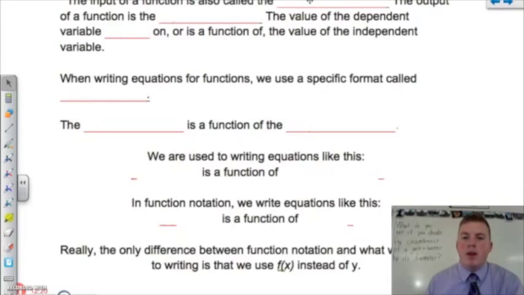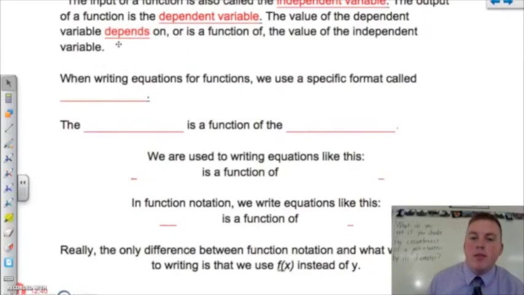Alright, so the input of a function is also called the independent variable. We're going to find out that we have a lot of different terminologies that all mean the same thing. The output of the function is also the dependent variable. Now, the value of the dependent variable depends on, or is a function of, the value of the independent variable. So, the independent variable, or our x value, our input value, is going to affect what the dependent variable is. Whatever our dependent variable is going to depend on what we plug in for the independent variable.